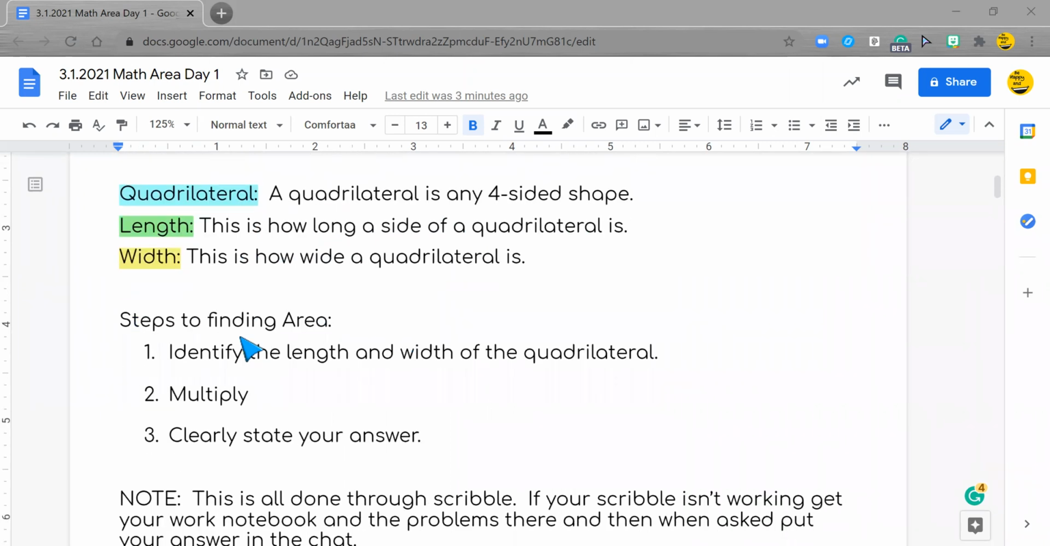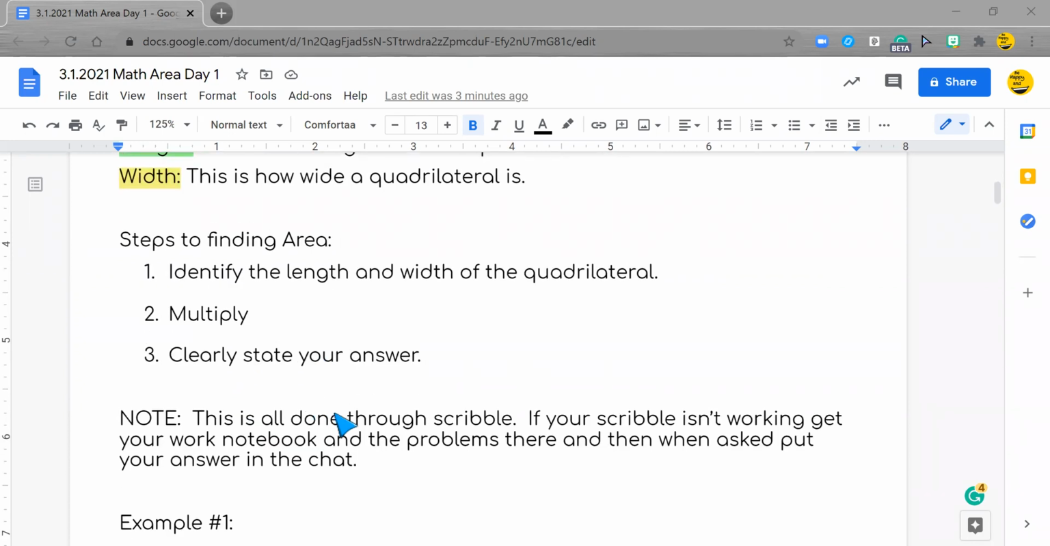So here are the steps to finding area. You identify the length and the width of the quadrilateral, you multiply, and then clearly state your answer. Note, this is all done through Scribble. If your Scribble isn't working, get your work notebook and the problems there, and then when asked, put your answer in the chat, or just type it next to the example.